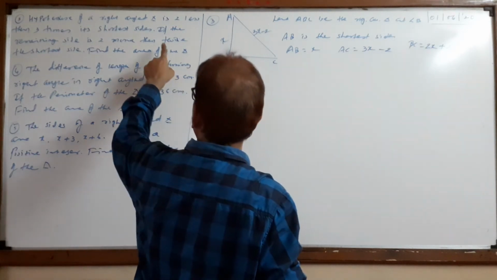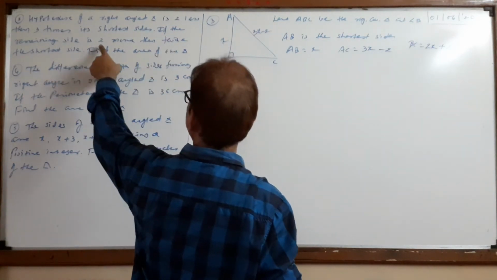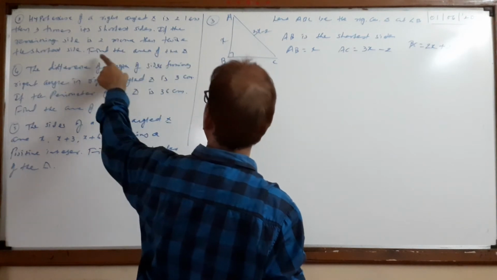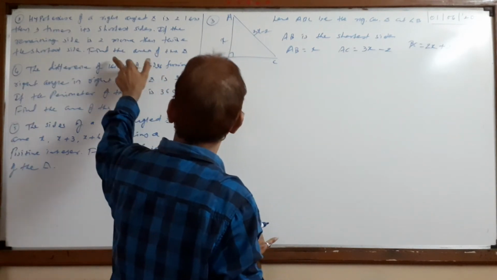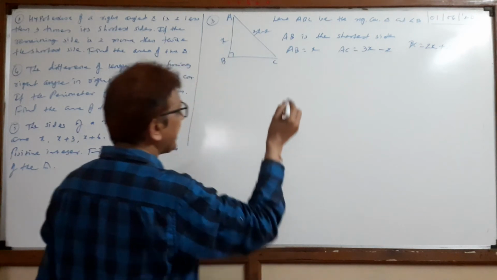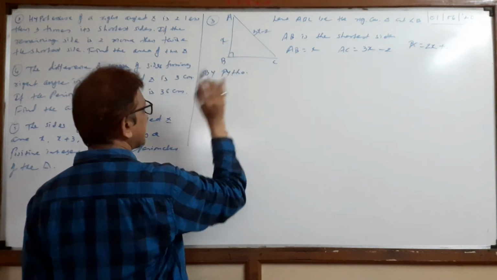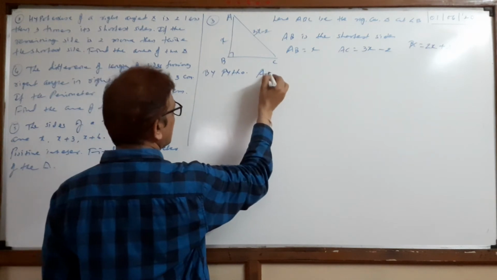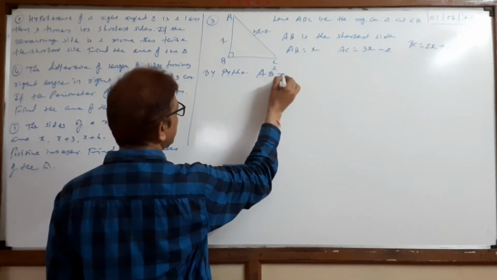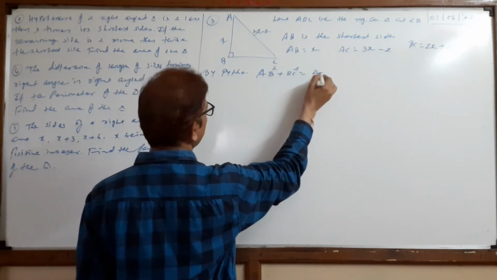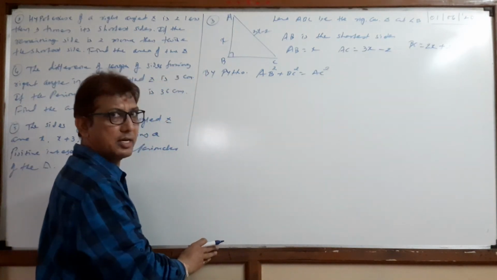Is that clear? Our final question is the area. Now again apply Pythagoras. By Pythagoras, we write AB square plus BC square equal to AC square. Clear?